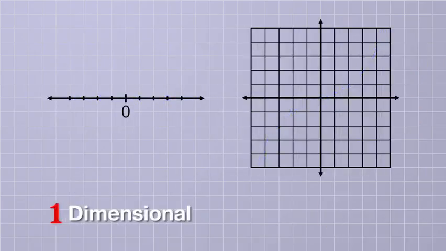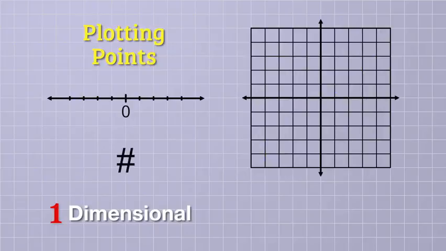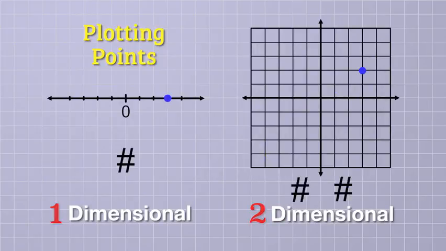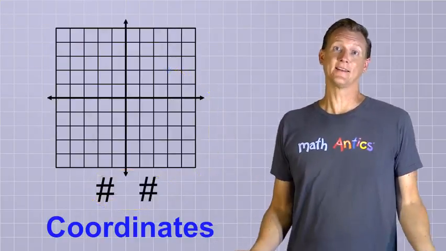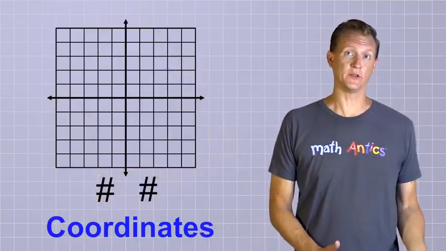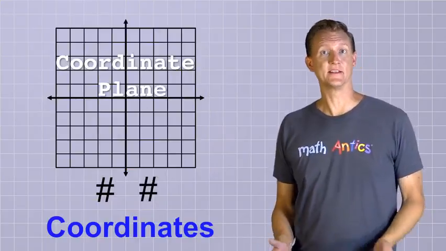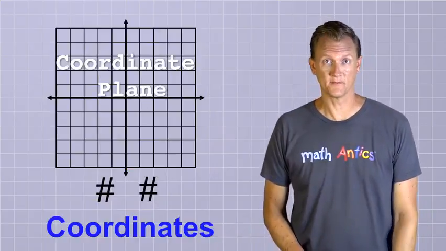With the one-dimensional number line, plotting points was easy. You just needed one number to tell you where to plot a point. But with the two-dimensional number plane, you actually need two numbers to plot each point. These two numbers are called coordinates because they're the same rank or order, and they work together to specify the location of a point on the number plane. In fact, that's why the number plane is often referred to as the coordinate plane. It's the stage for plotting coordinates.